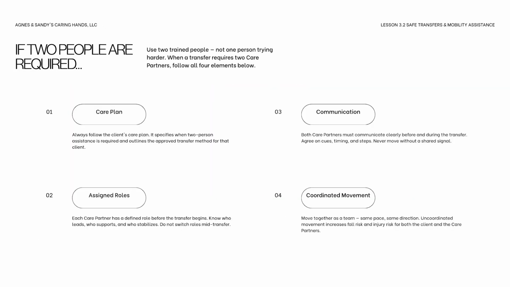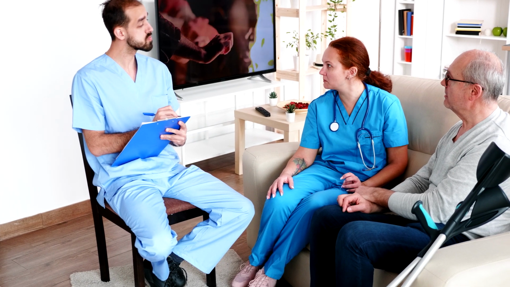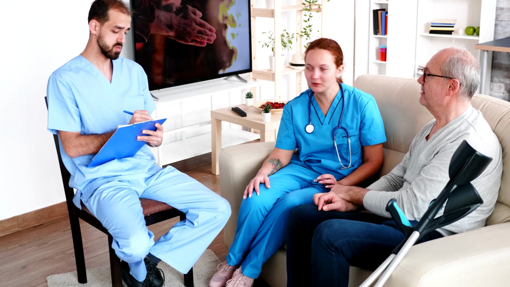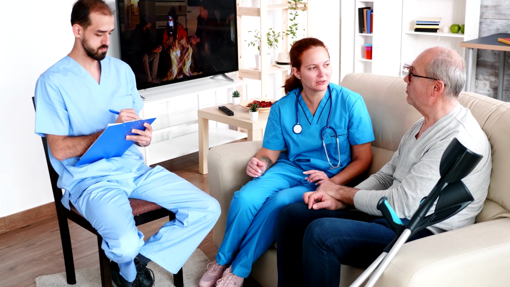If the care plan requires two-person assistance, that means two appropriately trained people are needed. One care partner should never attempt to replace two-person assistance by simply using more strength. Both people should understand their roles before beginning. Communication and coordinated movement are essential. If the required help is unavailable, contact your supervisor according to agency procedure.